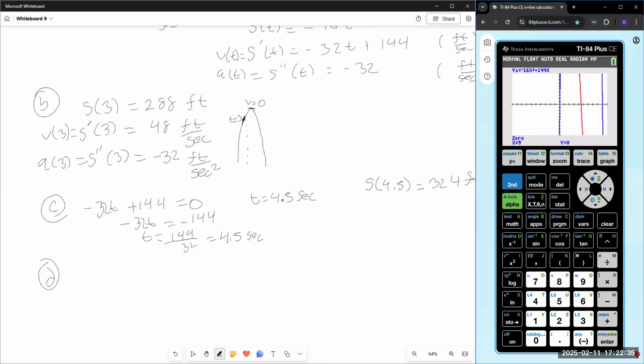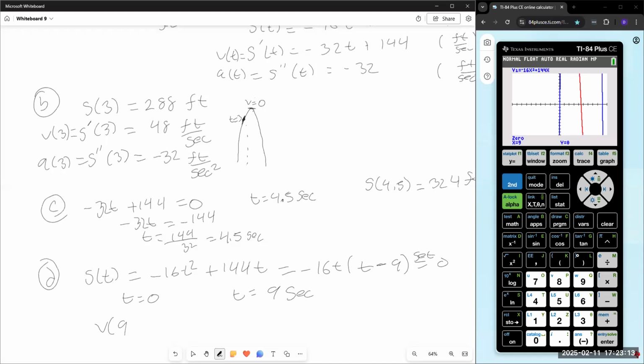So we're interested in s of t equals negative 16t squared plus 144t, which is equal to negative 16t times t minus 9. So if I set this equal to 0 to find out when it's at ground level, we know it's at ground level when t equals 0, the initial time in the problem, but also at t equals 9 seconds. So I want to find v of 9 seconds.